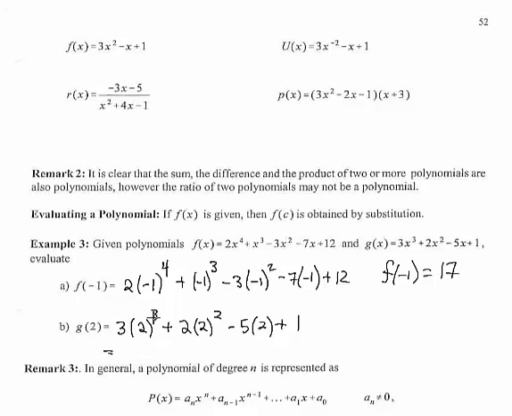2 to the 3rd is 8. 8 times 3 is 24. 2 squared is 4, times 4 is 8. 5 times 2 is 10. Subtract 10, and then add 1. 24 plus 8 is 32. Take away 10 from 32, I'm back to 22. And then if I add 1 to 22, I get 23. G of 2 equals 23.